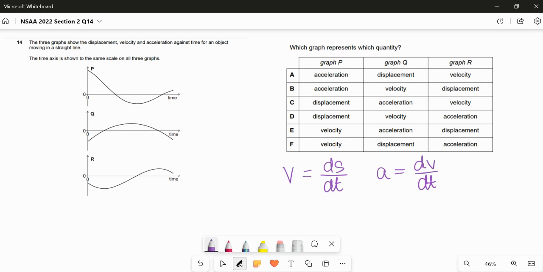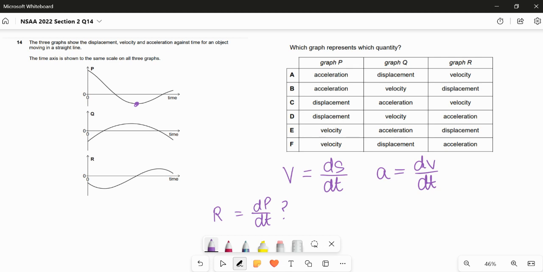And so a good point to start would be a stationary point of any of these. So for example, if we look at P, it has a stationary point here. So its derivative should have a 0 at that coordinate. So if you look, R could be the derivative of P. So that's a possible one.